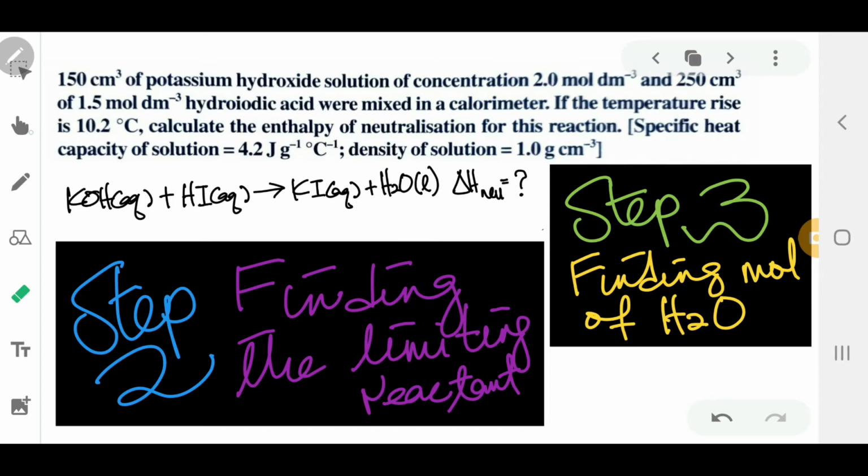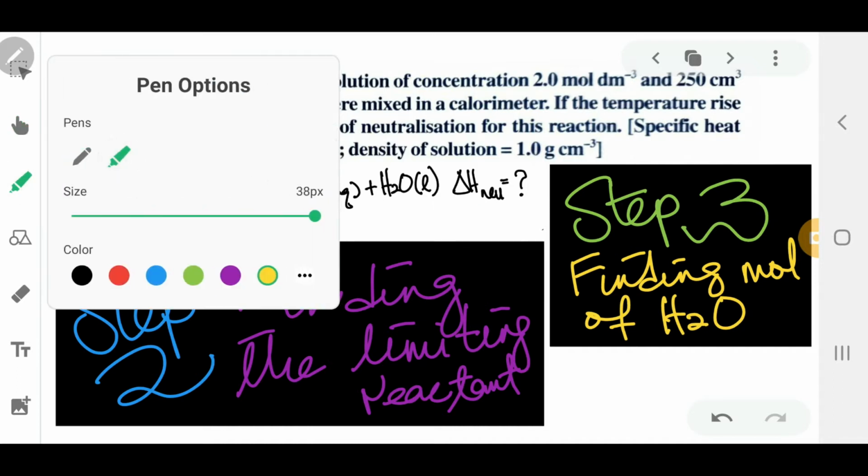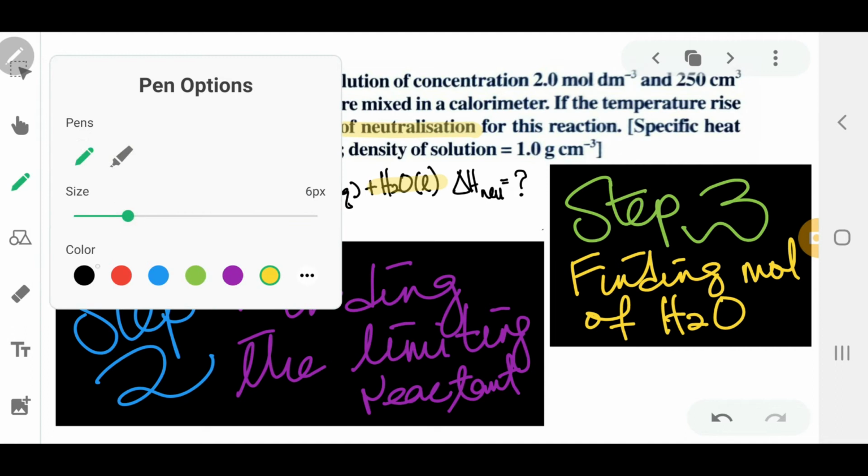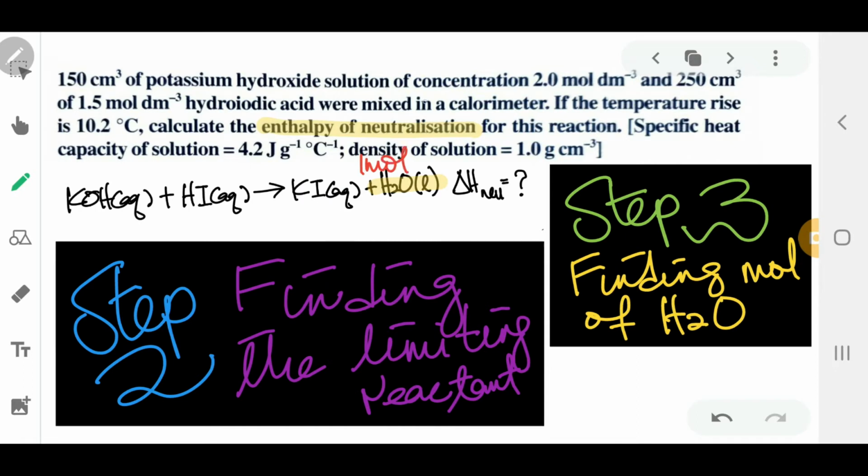Okay, so that is the balanced equation, and since this is about enthalpy of neutralization, you need to make sure the water being produced is equal to 1 mole. So that one needs to be 1 mole. You have to go back and look at the definition of enthalpy of neutralization, which is the heat released when 1 mole of water is produced when an acid and a base neutralize one another. Okay, so that is step number 1.